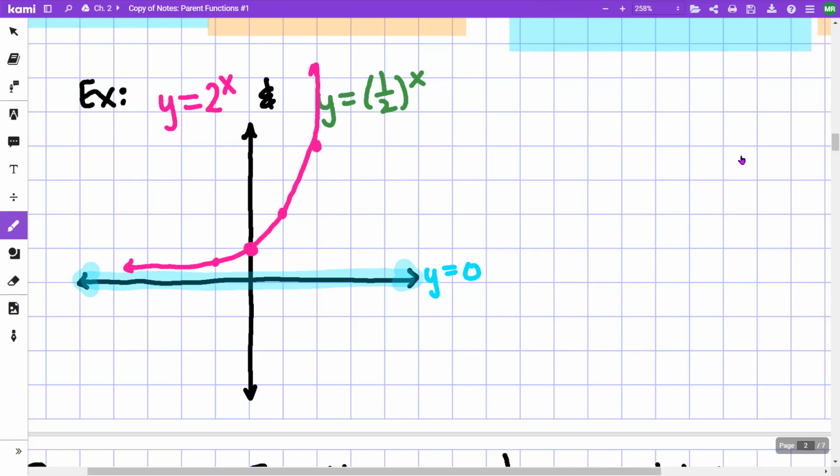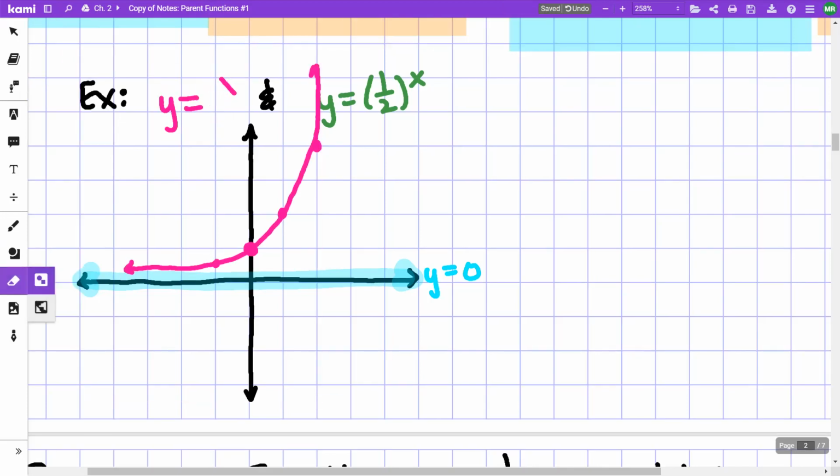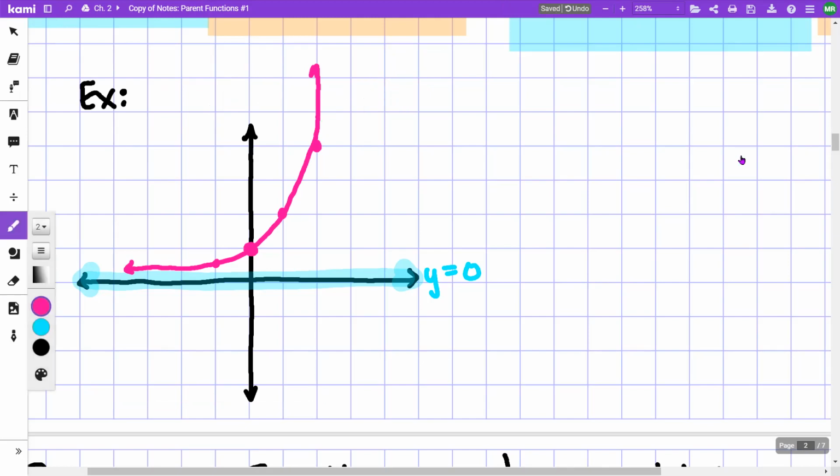Okay, and I'm going to do this. Let me just, I'm going to move this equation. Let me do this. I want to write it by it. So this one here is my y equal 2 to the power x. Okay. My 1/2 to the power x.